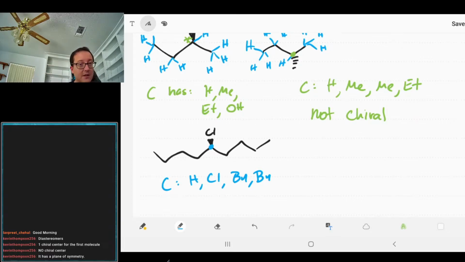Plane of symmetry is going to be a little bit different. When we talk about meso compounds, we'll see that you can have compounds that are not chiral, even though we would expect them to be chiral. But that's something we'll talk about later. Symmetry can kind of help a little bit, but that's something we'll talk about towards the end of this chapter. So, we can do a couple more.